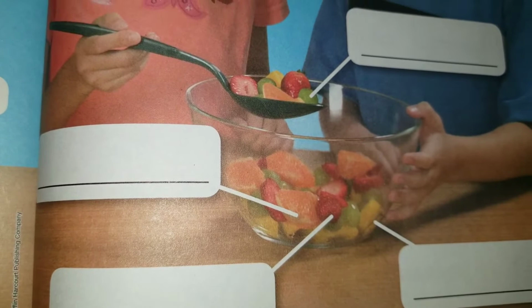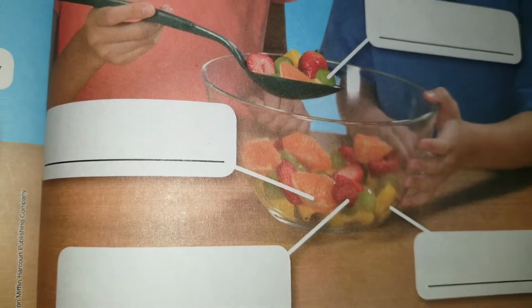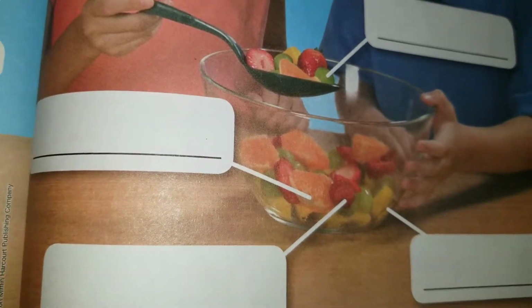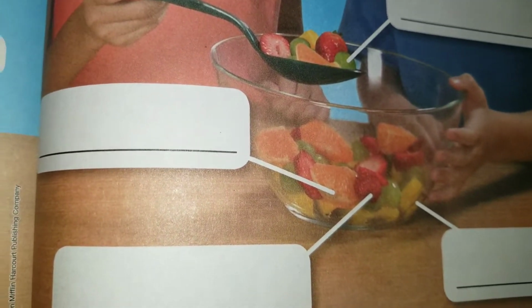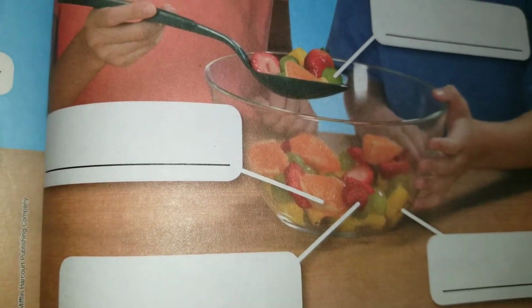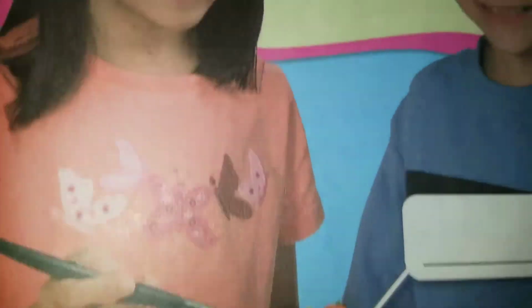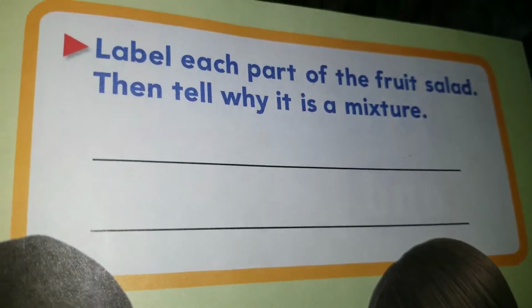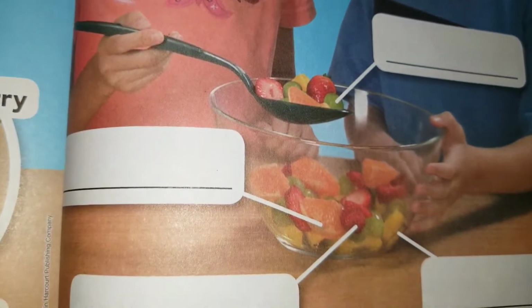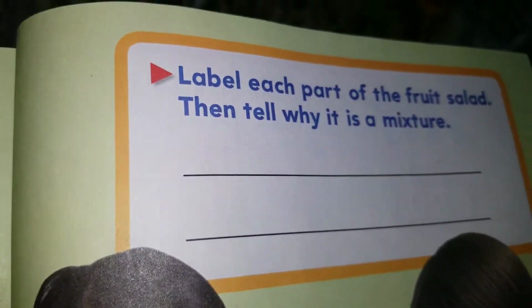The strawberry is going to remain a strawberry. The orange is still going to be an orange. The pineapple is still going to be a pineapple, and so does the grape. So nothing changes. Even though you eat them together as a fruit salad, nothing changes. Everything remains the same. So that's what a mixture is. When you mix, in this case the fruit salad, the fruits that you're mixing remain the same. So a mixture is a mix of different kinds of matter.